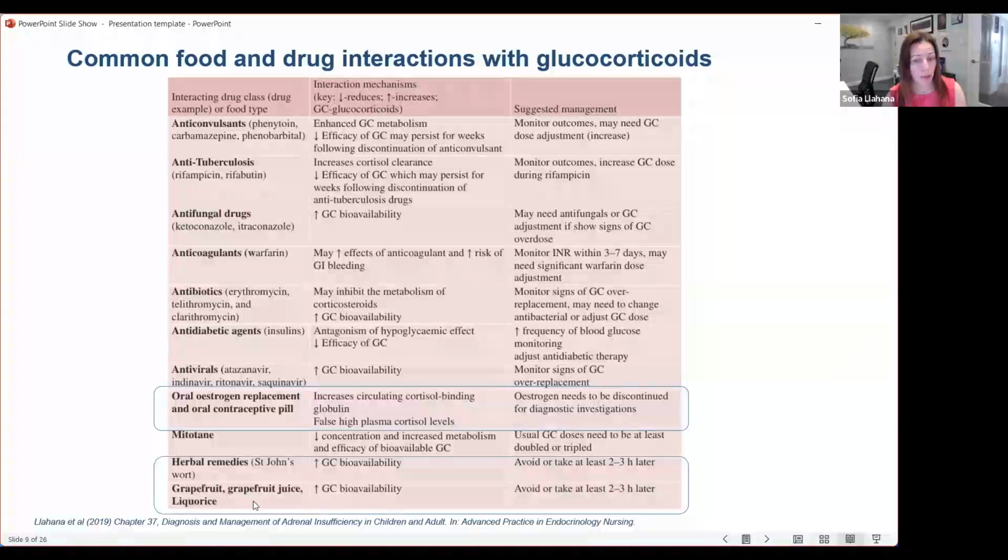Also some herbal remedies like St. John's wort or foods like grapefruit or licorice can increase the bioavailability, so it makes the hydrocortisone more potent.